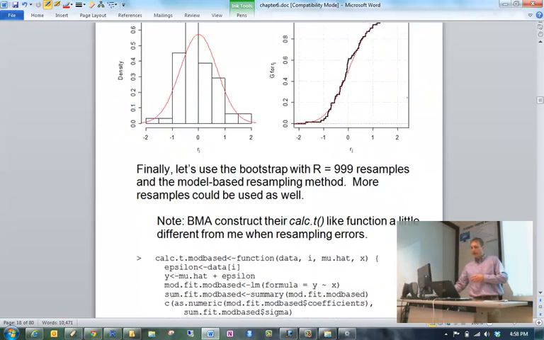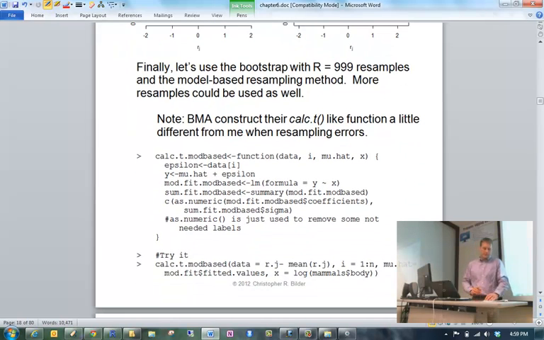Okay, finally, let's do the bootstrap. We're going to use R equal 999 resamples here. We need to come up with a calc.t function, similar to what we've done in the past. So, I call it calc.t.modbase to separate it from when we do this other resampling technique later. I'm going to pass in my data. This is actually going to be a vector of my rj minus r bar. Eventually, that's what's going to be passed in there.